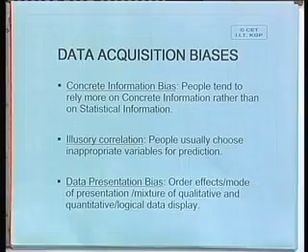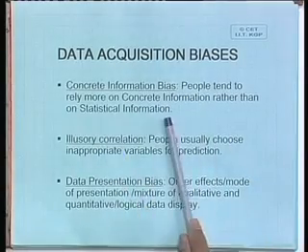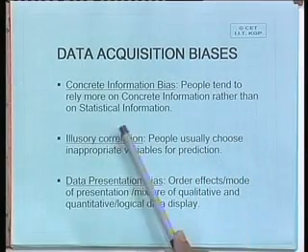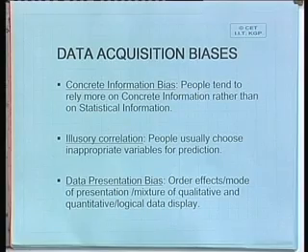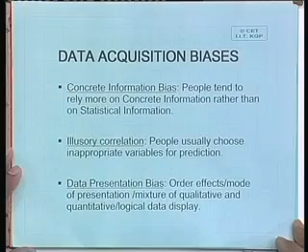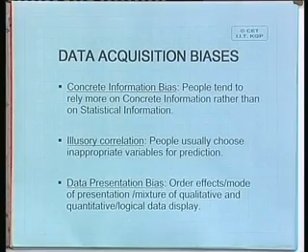Then, concrete information bias. People tend to rely more on concrete information rather than on statistical information. This is the bias that people usually use while influencing people. For example, you are making an MIS report. Every MIS report has a purpose. Suppose you are going to introduce a new kind of product in the market, say a new kind of paint.